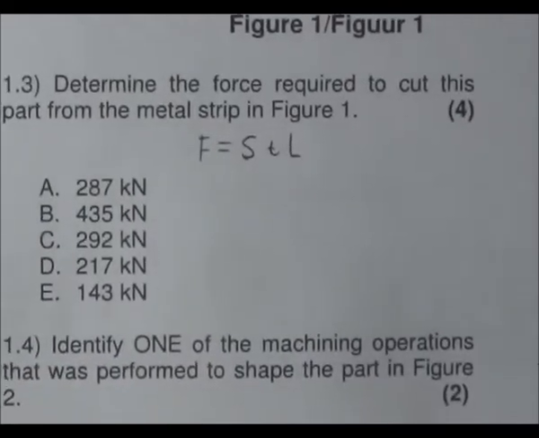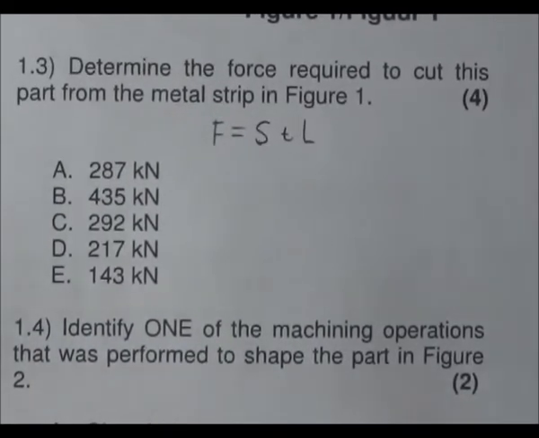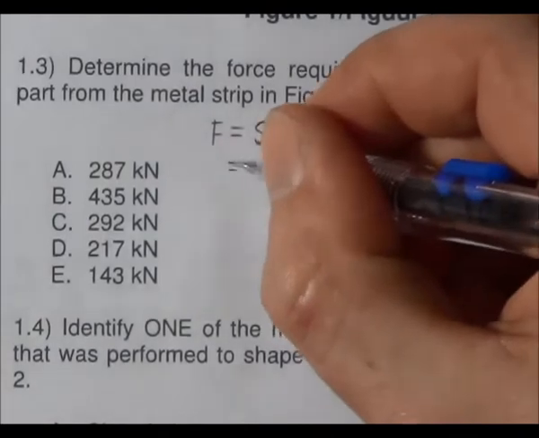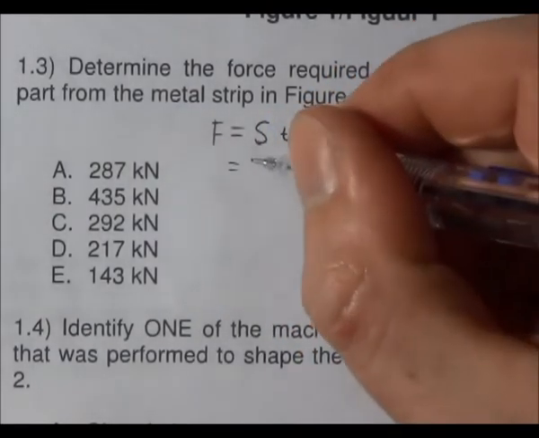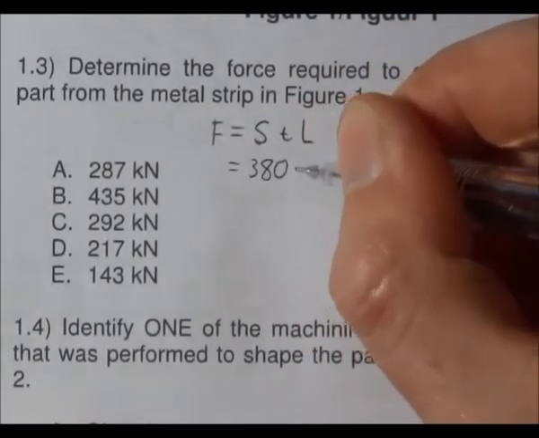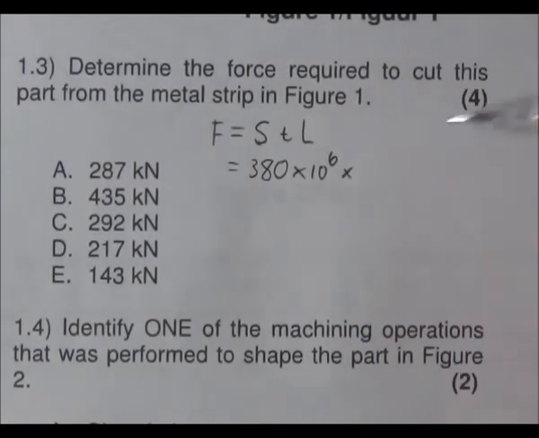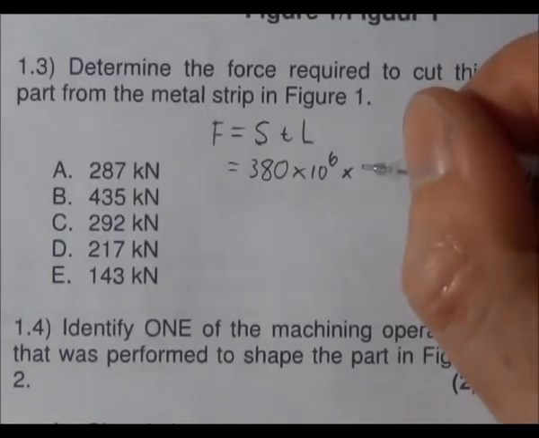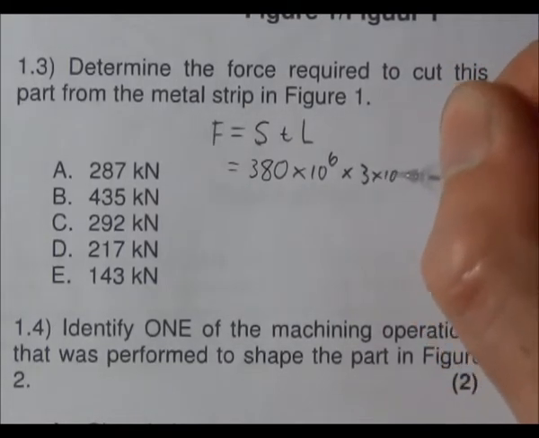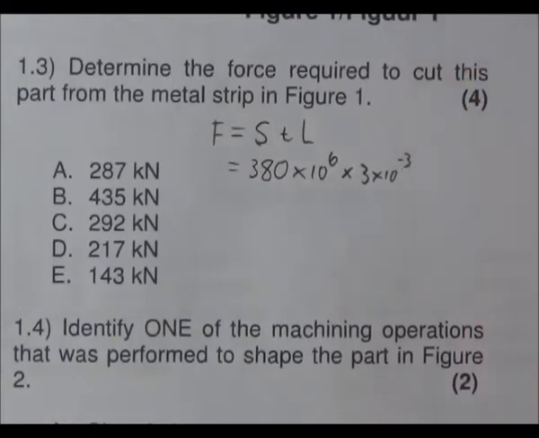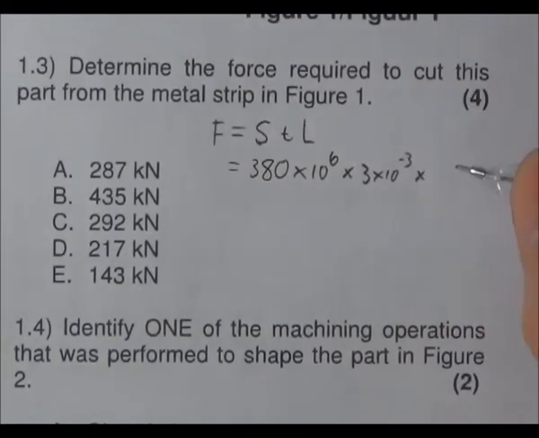So S is given as 380 times 10 to the 6 pascals times thickness of 3 millimeters, so I'm just converting it to meters, multiplied by the length of the cut, which is equal to 2 pi r, or pi times diameter, whichever one you want to use.